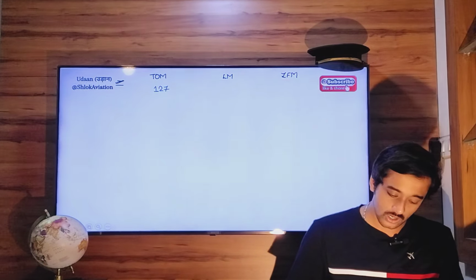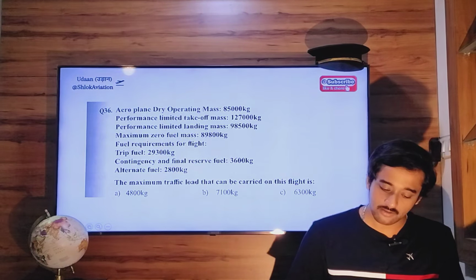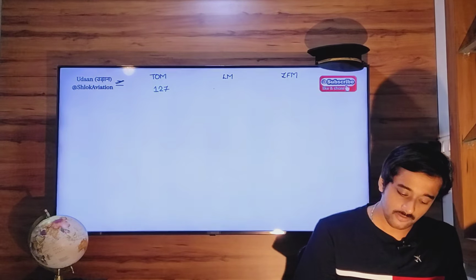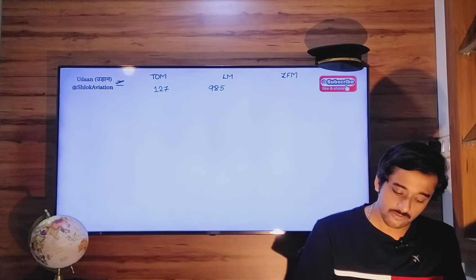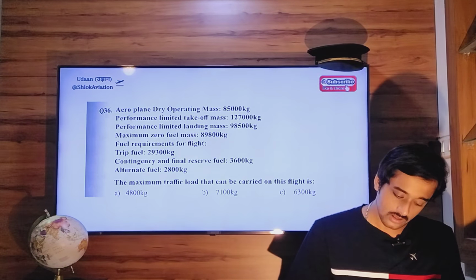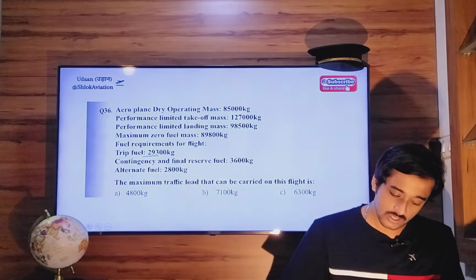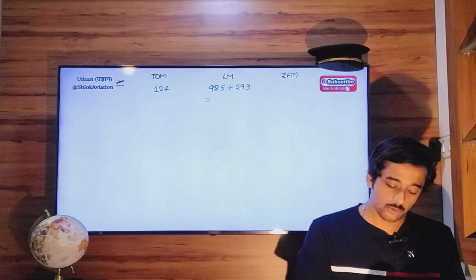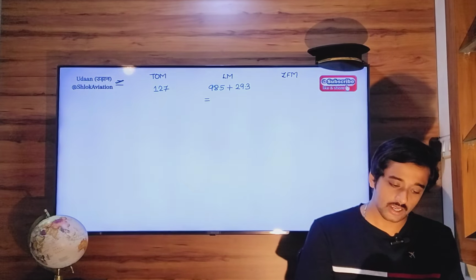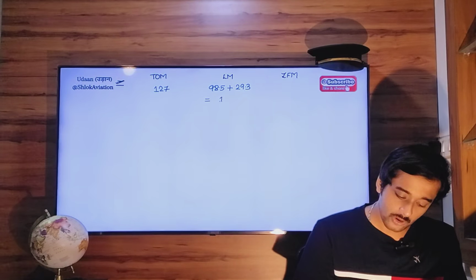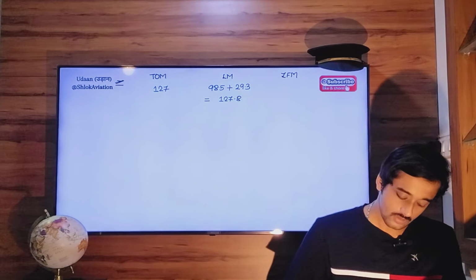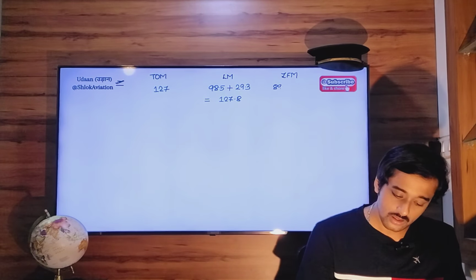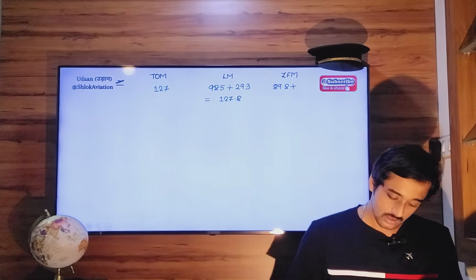In the landing mass column, write the landing limitation 98.5 plus trip fuel 29.3. 98.5 plus 29.3 is 127.8. Zero fuel mass 89.8.